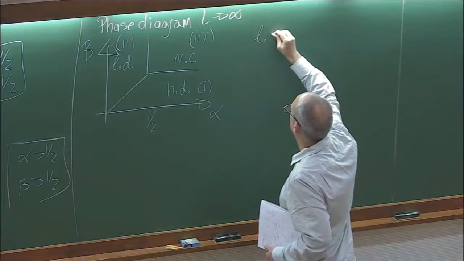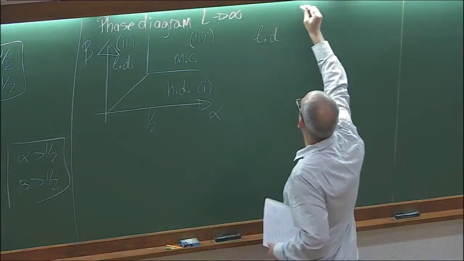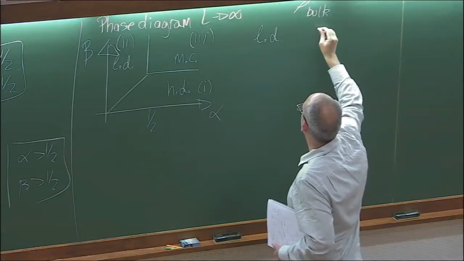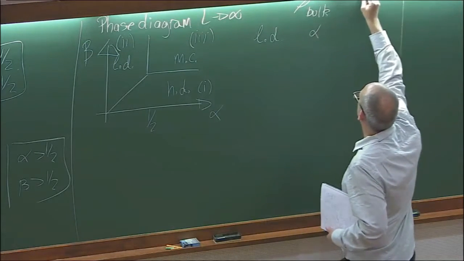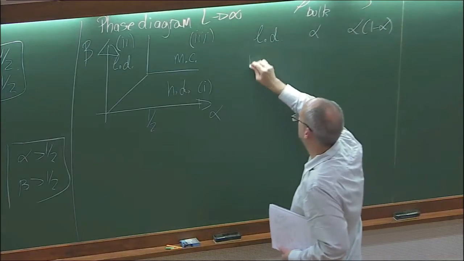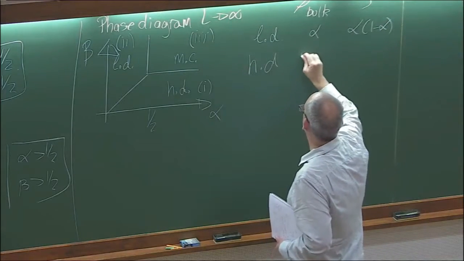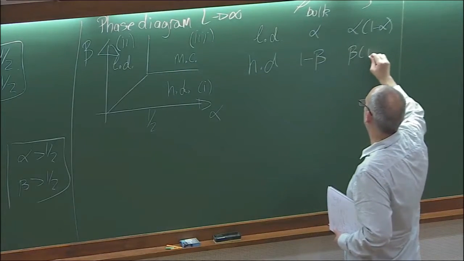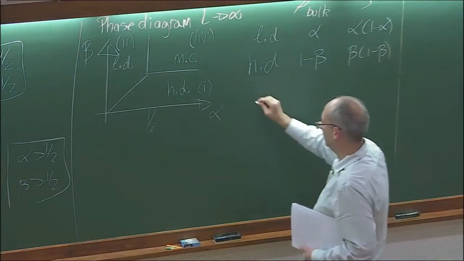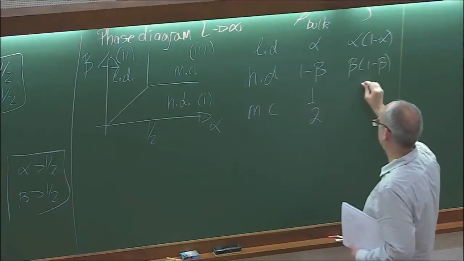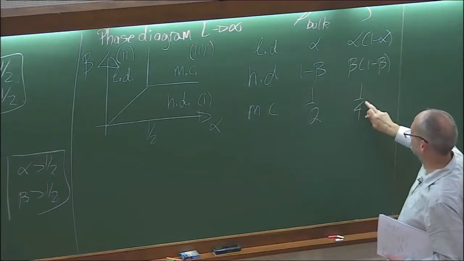So in the low density phase, just to summarize, the bulk density is alpha and J is alpha(1 minus alpha). In the high density phase, the bulk density is 1 minus beta and J is beta(1 minus beta). And in the maximal current phase, the bulk density is a half and J is a quarter. And you can check that that is the maximal current.